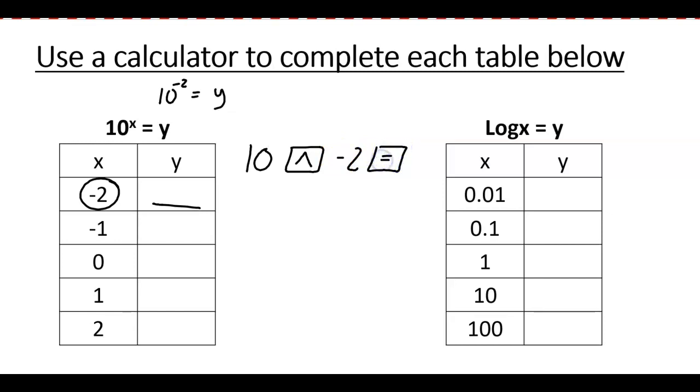And remember, there's a difference between the negative button and the minus button. The negative button's on the bottom corner there. So y'all should be getting 0.01. Okay, good. Go ahead and do the rest of those. I'll give you a second and I'll ask a person what they got for those.